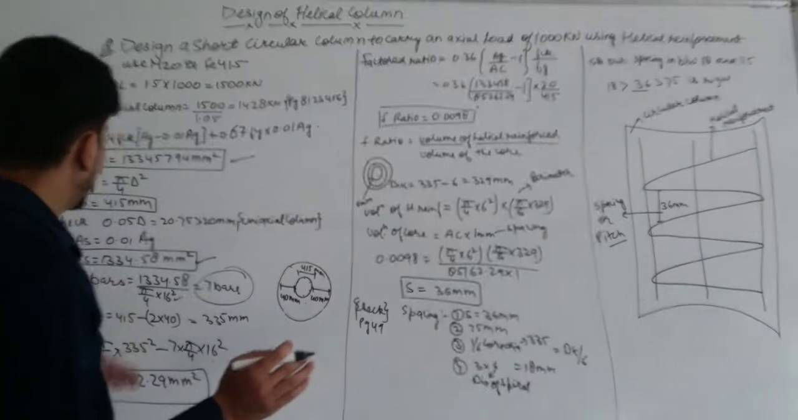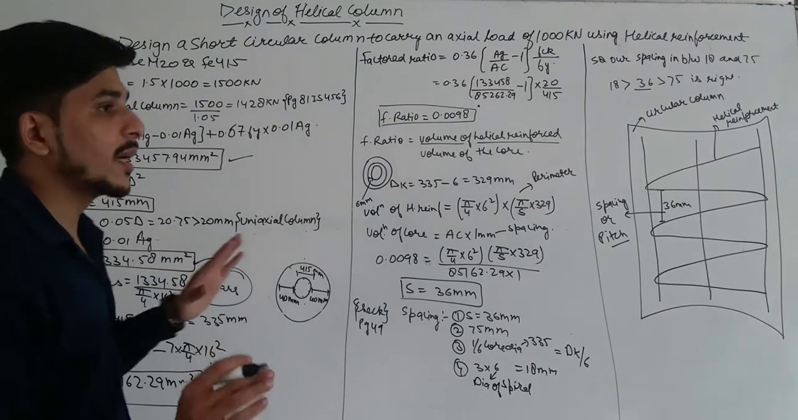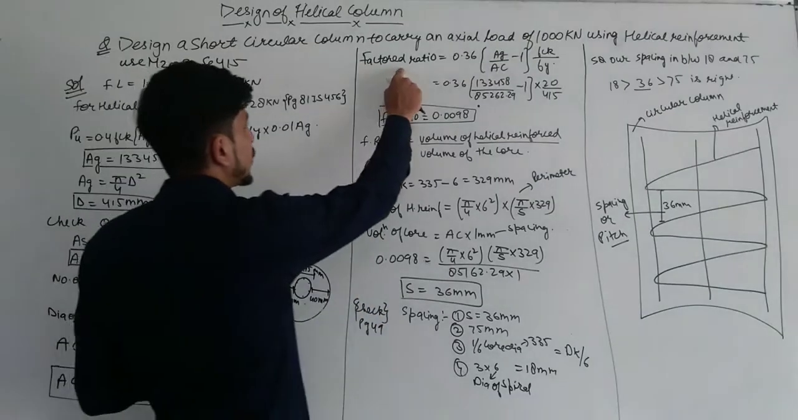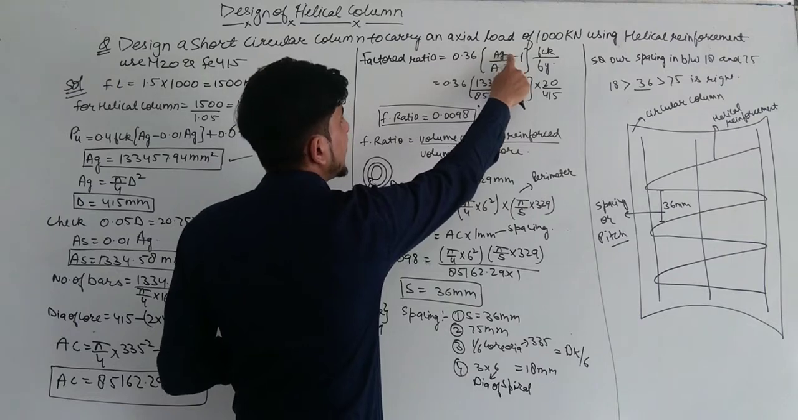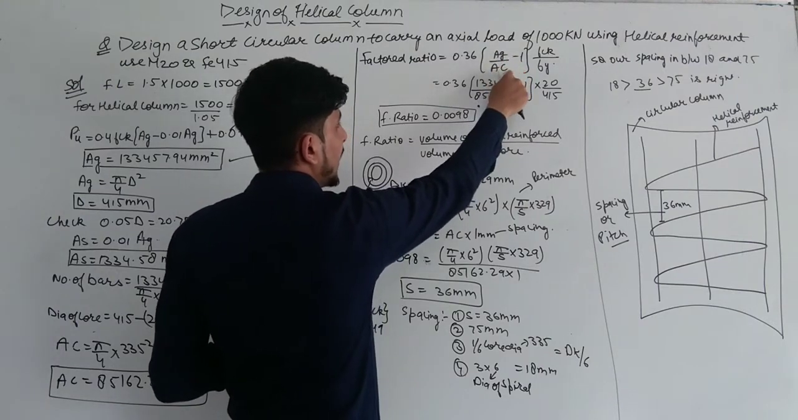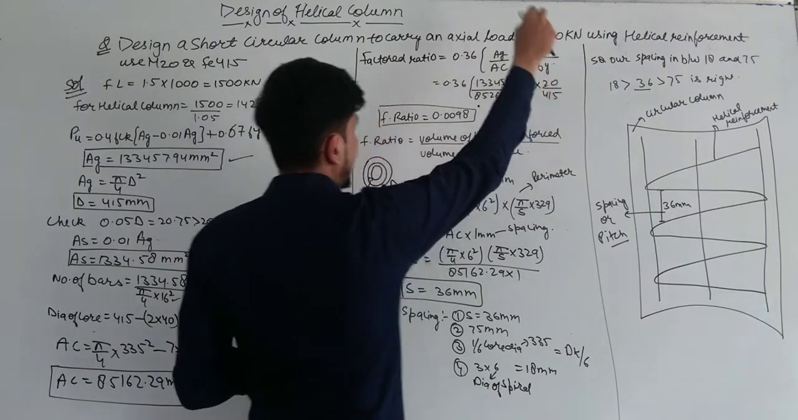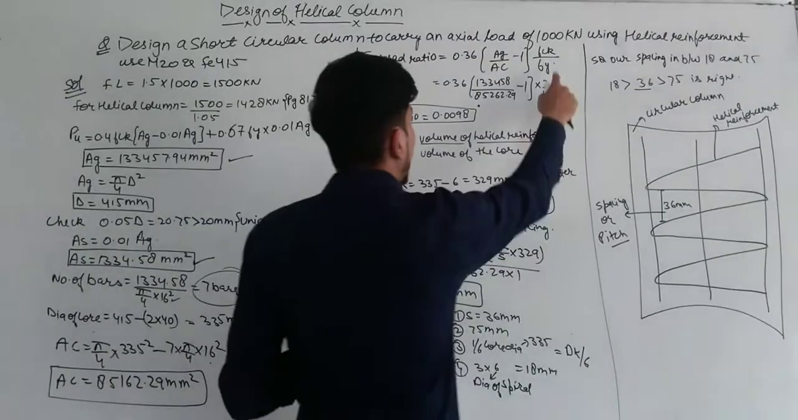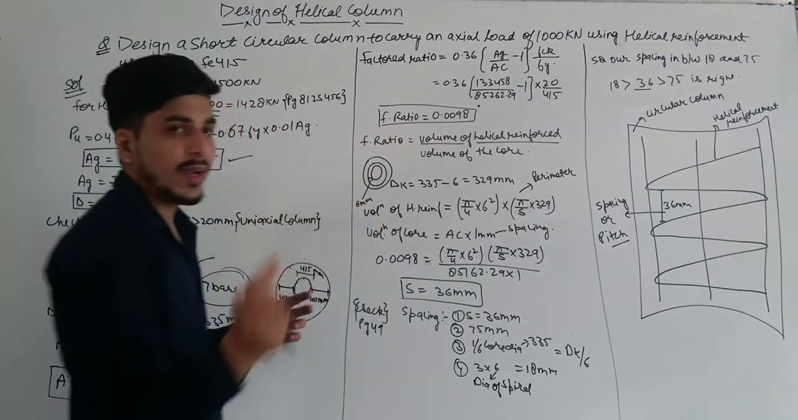Now we have calculated the area of concrete, area of steel bar, dia and gross area. Now for the helical reinforcement, we have to calculate the factor ratio. The factor ratio formula is 0.36 (AG upon AC, area of gross upon area of concrete, minus 1) into FCK, characteristic strength of concrete, upon FY, characteristic strength of steel. So put all these values in this formula and calculate the value of the factor ratio.